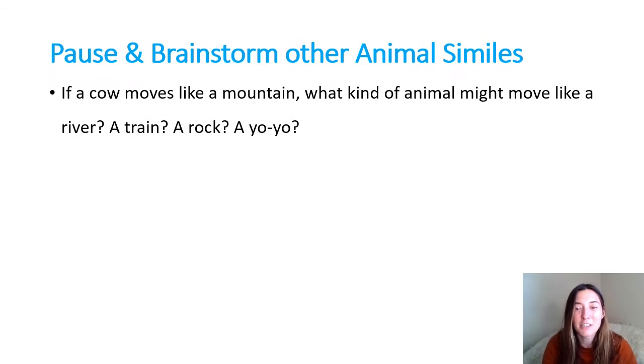So now we're going to pause and brainstorm other animal similes. So if a cow moves like a mountain, what kind of animal might move like a river, or a train, or a rock, or a yo-yo? So your pause and think is to try to come up with answers for each of those questions. Go ahead and try.